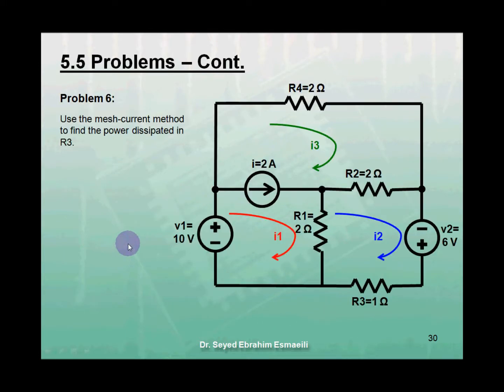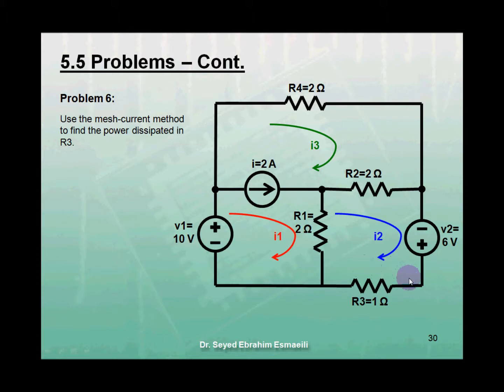In problem 6, we need to find the power dissipated in R3 using the mesh current method. We begin the solution by noting that the independent current source I belongs to a branch shared between mesh 1 and mesh 3. In this case, we can combine these two meshes into one super mesh. Applying KVL to this super mesh, we have minus V1 plus R4 I3 plus R2 times (I3 minus I2) plus R1 times (I1 minus I2) equals 0.